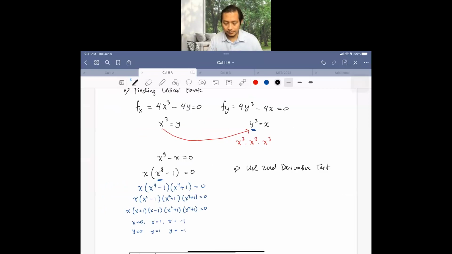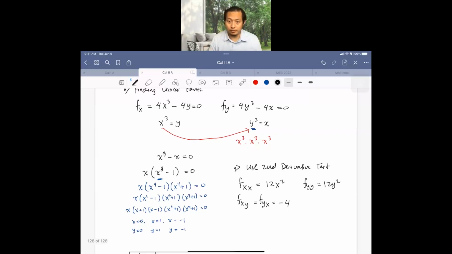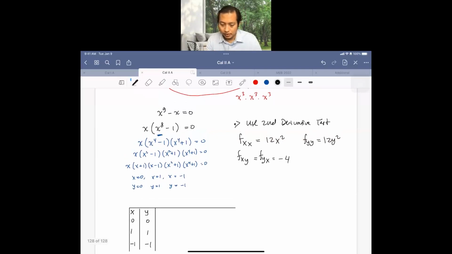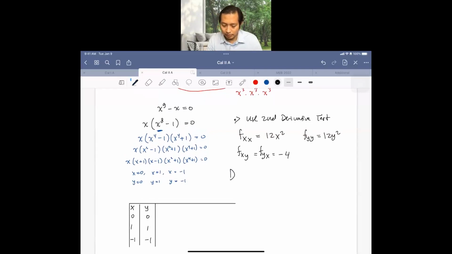So first, we take the partial xx, which is 12x squared, right? And then partial xy, which is just negative 4, and partial yy, which is 12y squared. To help you remember, partial xy is similar to partial yx, equal to negative 4. We already discussed this, right? The partial xy equals partial yx. It's Clairaut's theorem.